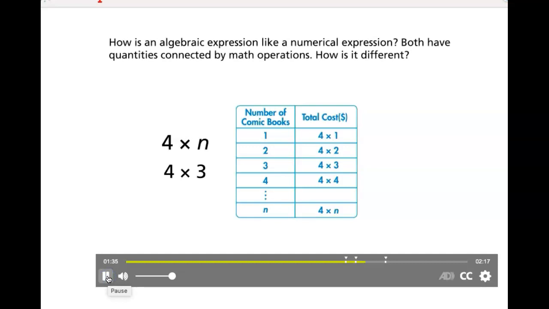How is an algebraic expression like a numerical expression? Both have quantities connected by math operations. How is it different? Anybody can tell us? How is 4 times n different? See, that's why I don't want to use the x anymore, because that represents the variable x. How are they different?